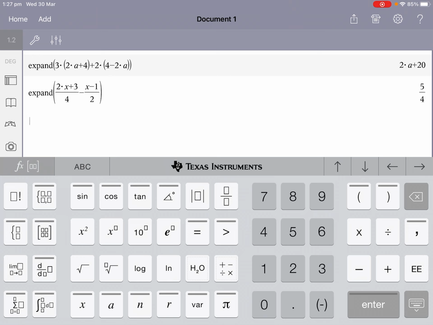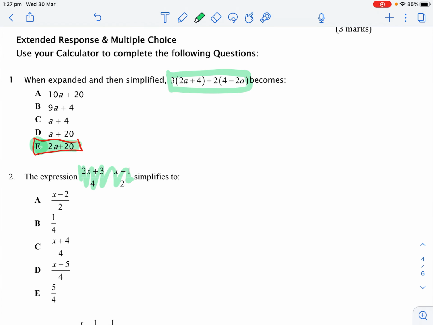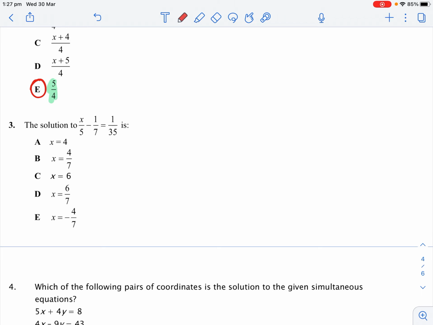Hit enter, and there is your answer, 5/4. Go back to your calculator, to your test, 5/4 was the answer. That's easy, wasn't it? So now we are finding a solution.